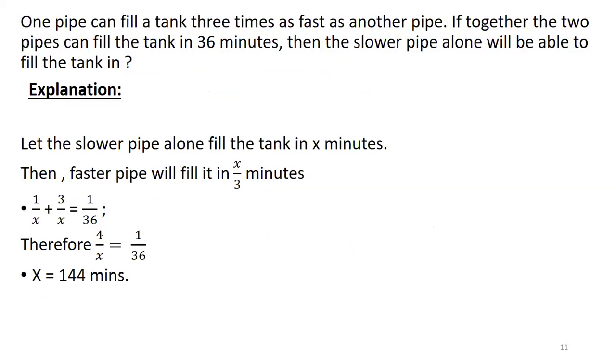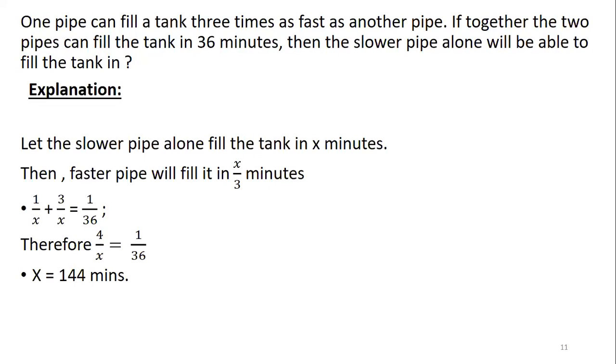Next question. One pipe can fill a tank 3 times as fast as another pipe. If together the two pipes can fill the tank in 36 minutes, then the slower pipe alone will be able to fill the tank in how many minutes? So one pipe is 3 times as efficient as another pipe. So if the slower pipe takes X minutes, then the faster pipe will take X by 3 minutes.